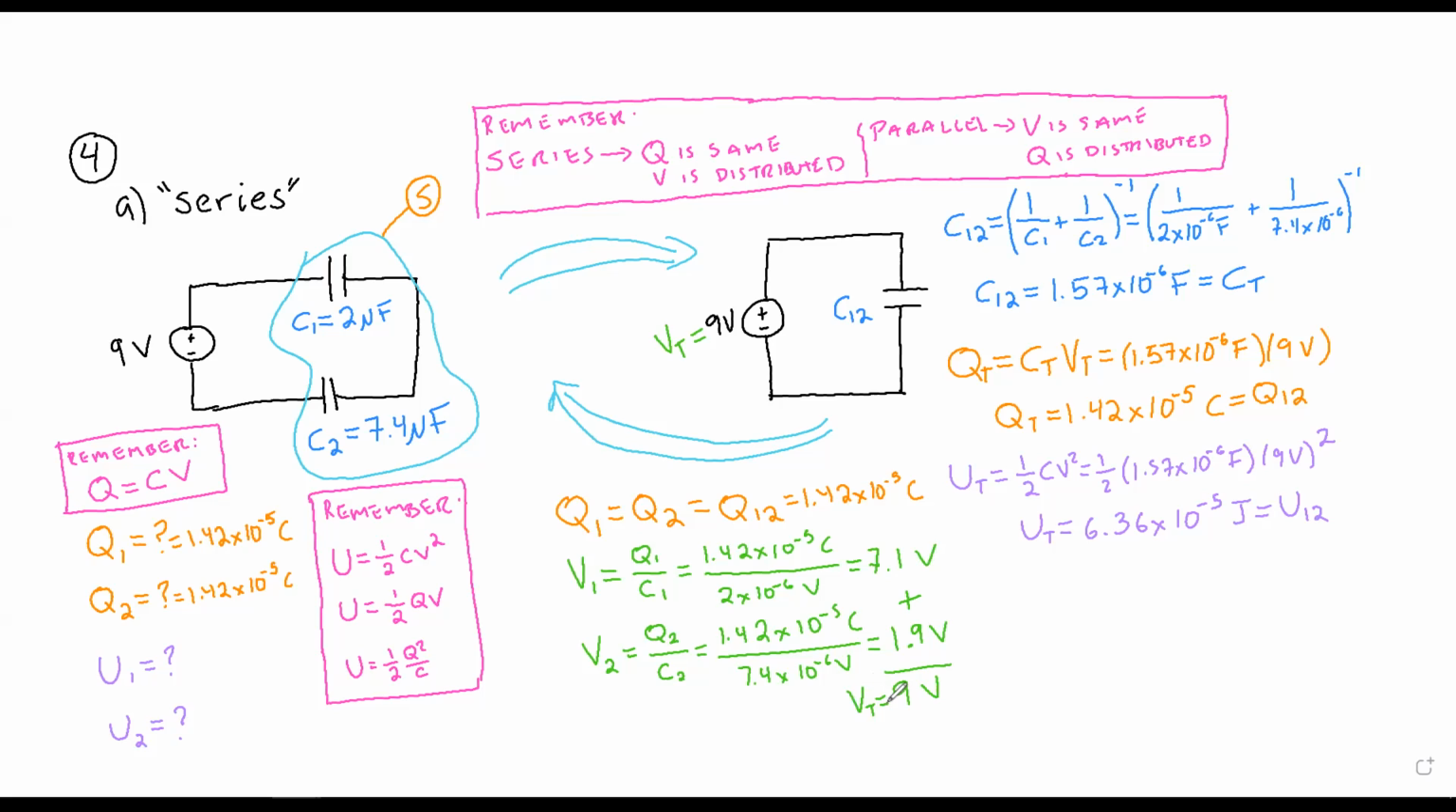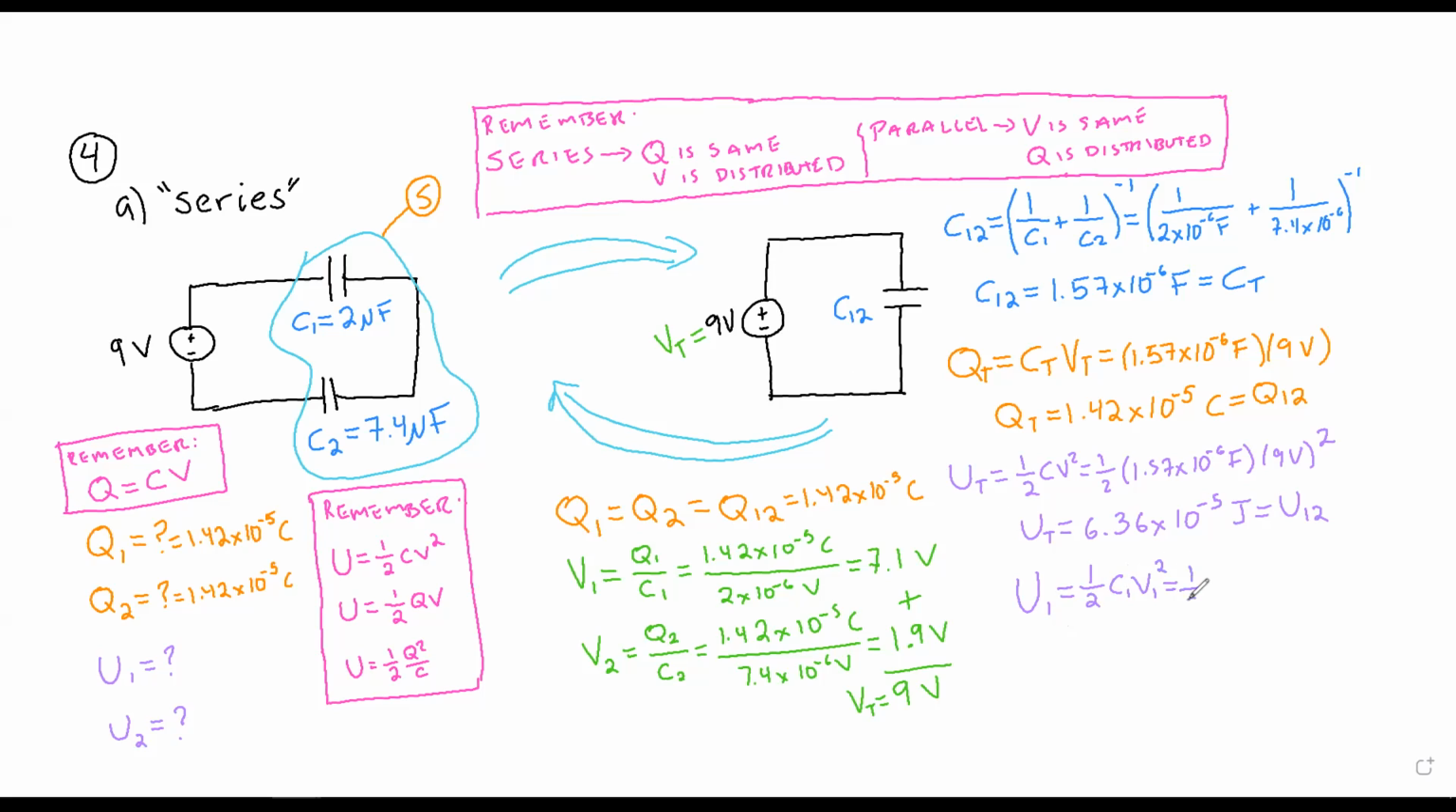Now that we have everything, we can find the energy. So the energy in capacitor 1, we can use any of these three expressions to find the energy, because right now we have everything. I'm going to use the first one. You can use any one, you should get the same result. It's going to be 1/2 of C1 V1 squared.